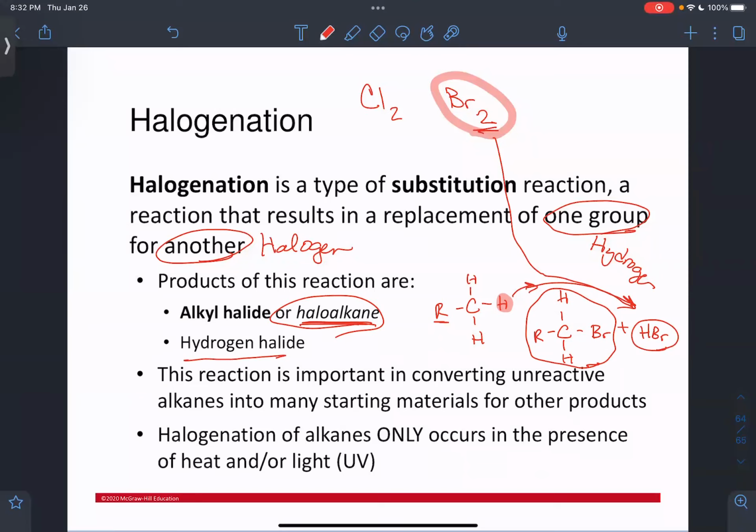So this is really important because alkanes are generally unreactive, but if we can turn them into something different, then we can use them as starting materials to make lots of more complicated structures. So halogenation is kind of hard to get going, and so it needs a little help. And so it will only occur in the presence of either heat and/or UV light.